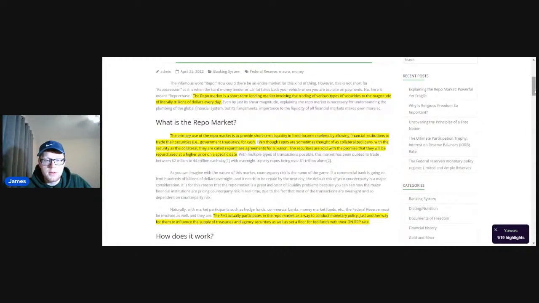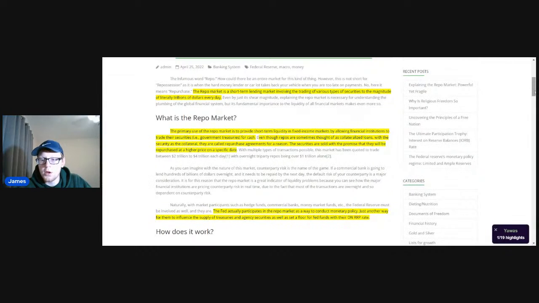A good way to think about them is as collateralized loans, and they are treated as such for accounting and I think tax purposes as well. But they're technically not loans, really. Repo is short for repurchase agreement, right? So it's literally like you have one entity selling whatever security to another one, with the promise of buying it back at a higher price, right?